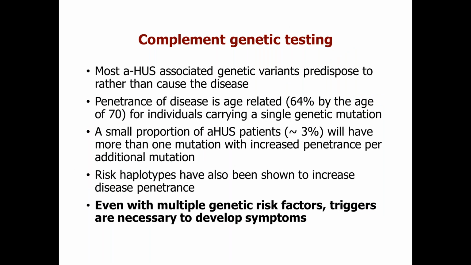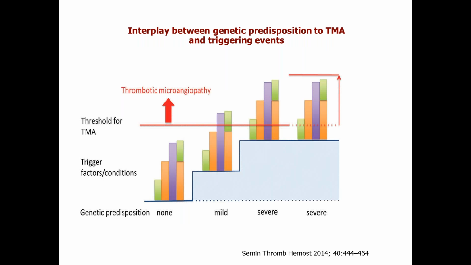Now, regarding the testing, I have to say that most aHUS-associated genetic variants predispose to disease rather than cause it. Penetrance of disease is intermediate, and some patients will have more than one mutation. The risk haplotypes have also been shown to increase disease penetrance. And even with multiple genetic risk factors, triggers are necessary to develop symptoms.